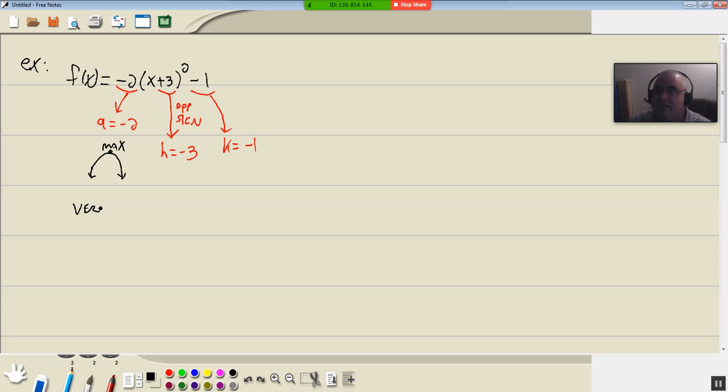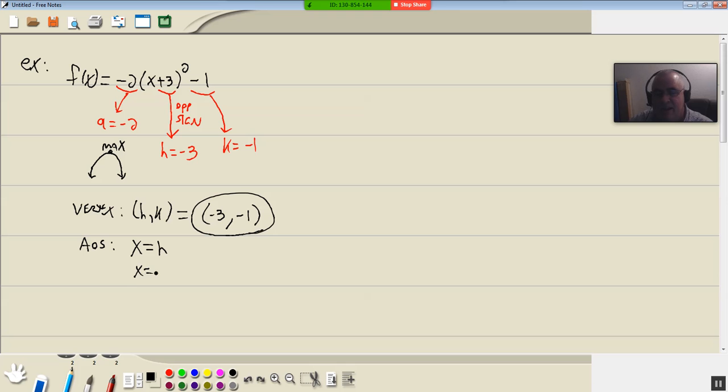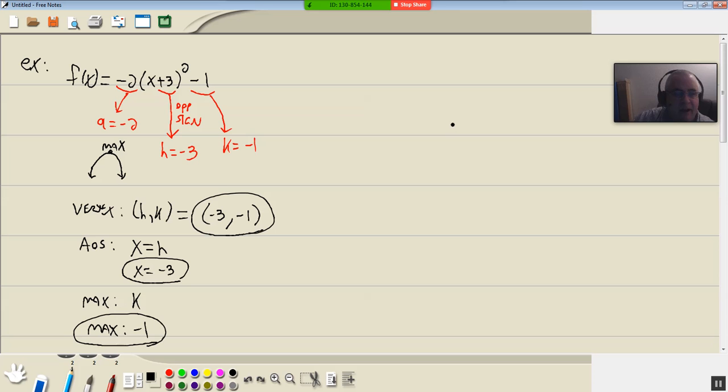Now our vertex. Our vertex is going to be h, k, and h was negative 3, and k is negative 1. Now our axis of symmetry. That's going to be x equals h, and h was negative 3. So that's our axis of symmetry. And we said we're going to have a max, and it's going to equal k always. So k was negative 1, so our max is equal to negative 1. Now to graph this, we've got negative 3, negative 1.